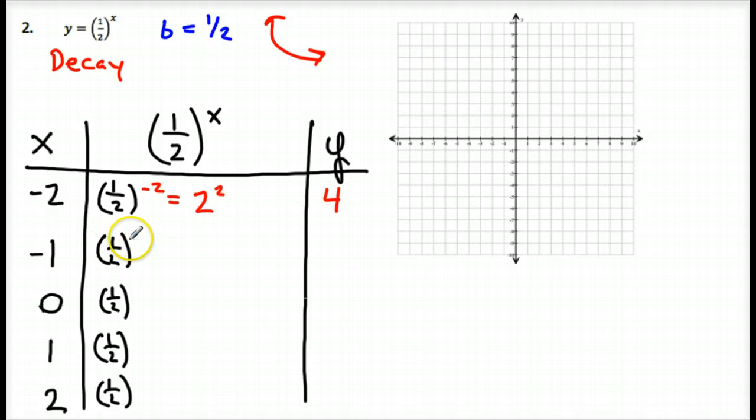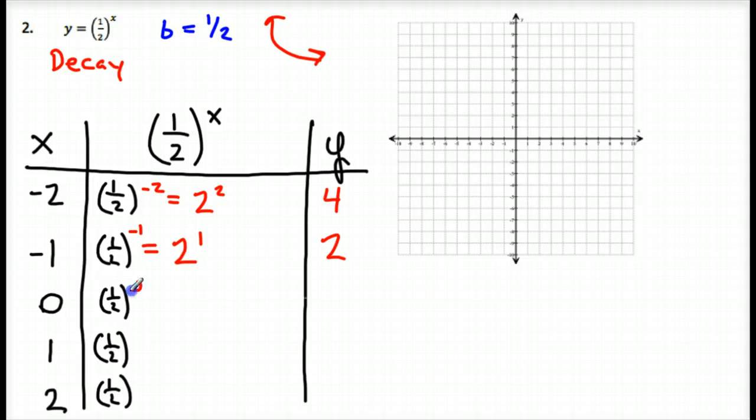Okay. Now we have 1/2 that we're taking to the negative 1 power. Again, if we flip our base, because this is a negative exponent, we get 2 to the positive 1 power, which is just 2. So anytime you have a fraction base and a negative exponent, just flip your fraction over, make the exponent positive, and then you can figure out what your answer is going to be.